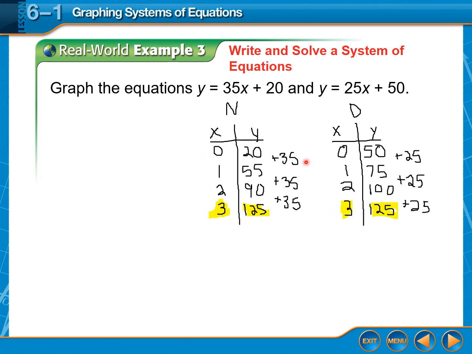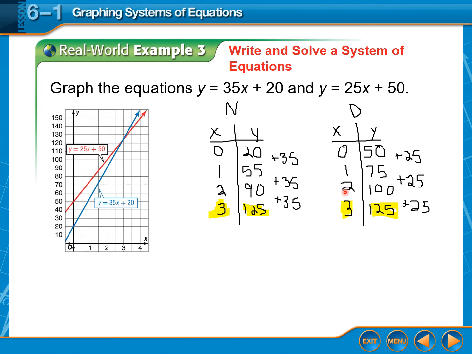So that's how we can solve this, by just creating a table and using the y-intercept and the slope in each case. What does that look like on the graph? Well, it looks like this. The blue line here is Naresh. Notice he starts with 20 miles, and then after the 1st week, he's now up to 55, which is what we found in our table. After the 2nd week, he's up to 90. After the 3rd week, he's up to 125 miles. So the blue line matches the table that we made here for Naresh.